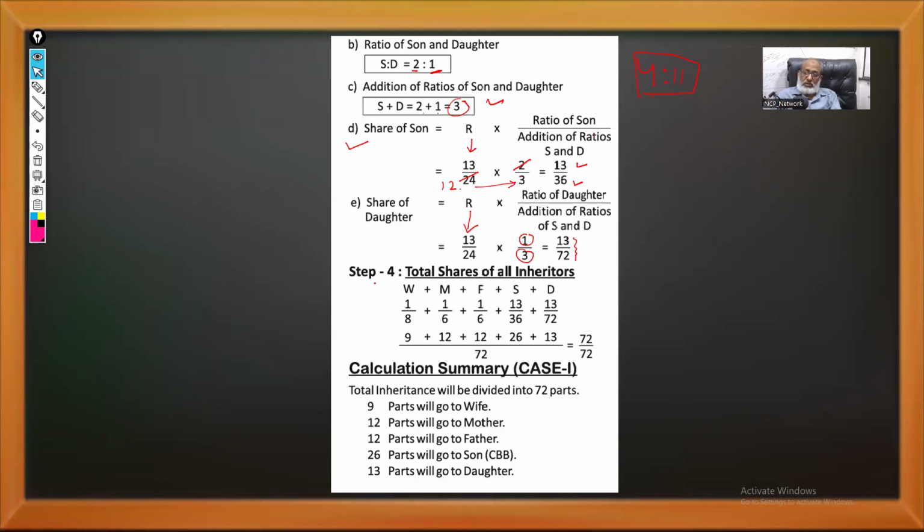So the total shares in the first case, if we are considering the newborn child is a son: in that case, the total property of the deceased person will be divided into 72 parts. From the 72 parts, 9 parts will go to the wife, 12 parts to the mother and father each, 26 parts will go to the child to be born, and 13 parts will go to the daughter. That is the case 1 summary.